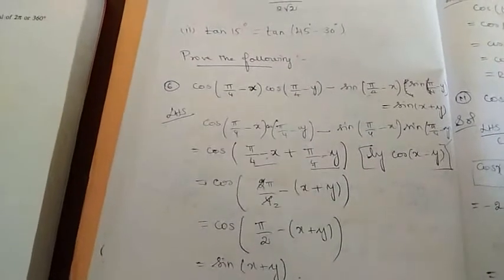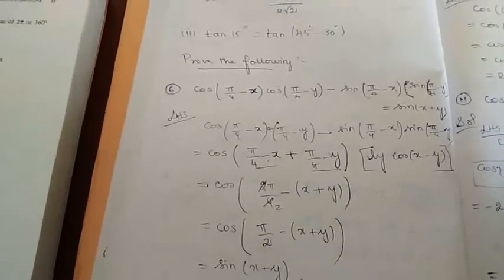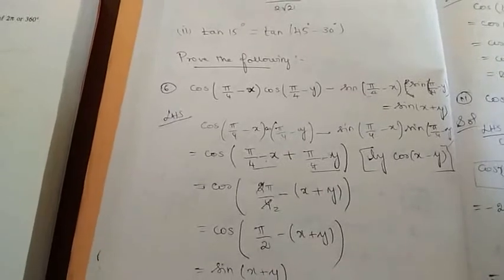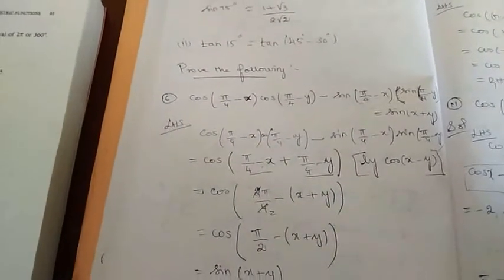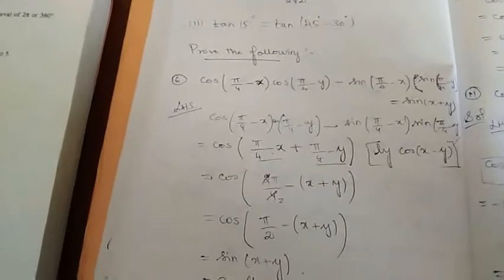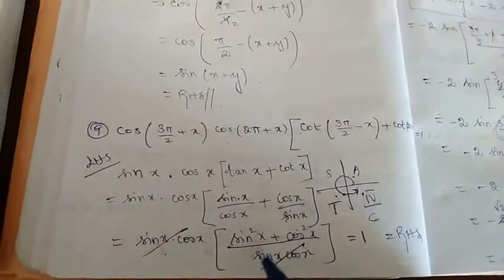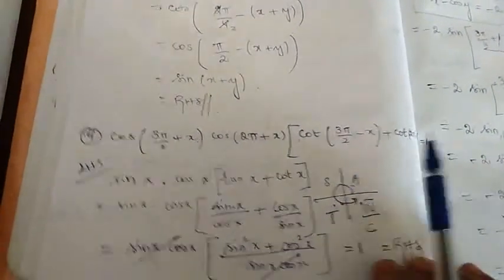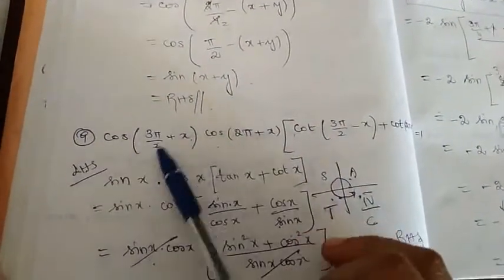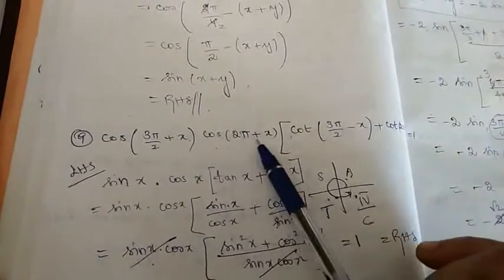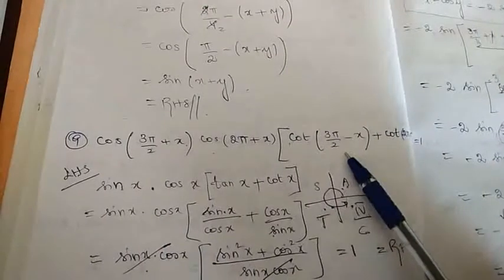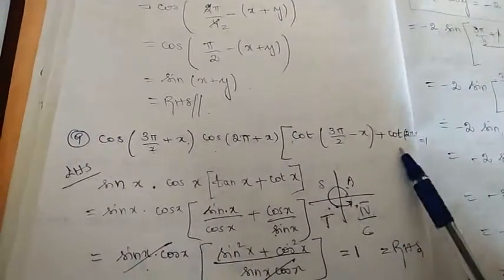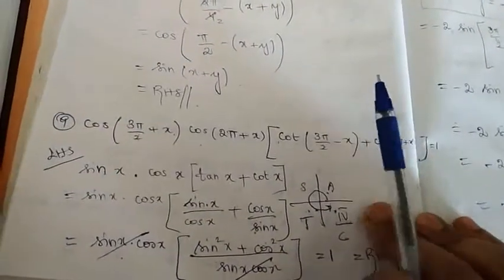So unless you are thorough with the identities, you cannot solve these kinds of problems. On looking at the expression, you should be able to recognize what identity it is. Right? If you see this example again, what is this example? Cos (3 pi by 2 plus x), cos (2 pi plus x) into cot (3 pi by 2 minus x) plus cot (2 pi plus x).